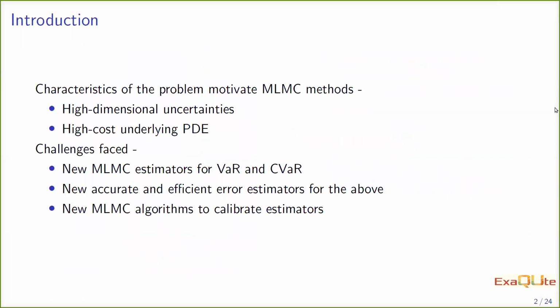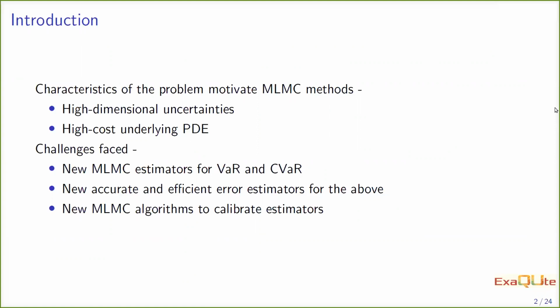So immediately off the bat, the problem has some characteristics favorable to the use of MLMC methods. The first one is that wind uncertainties are typically high dimensional, and so this motivates the Monte Carlo part, and the underlying PDE, which is usually some version of Navier-Stokes, is high cost to solve, and so multi-level methods have shown promise in basically hiding the cost of solving the PDE. Some challenges will be faced and will be addressed in this regard.